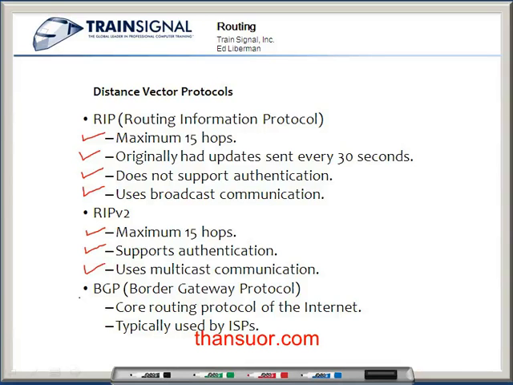Now, what we also have here is the Border Gateway Protocol. And here's the thing I'll tell you: it's not typically used within internal networks. It's the core routing protocol of the internet, which means it is typically used by ISPs. In other words, the ISPs are using Border Gateway Protocol to figure out how to communicate appropriately with the internet.